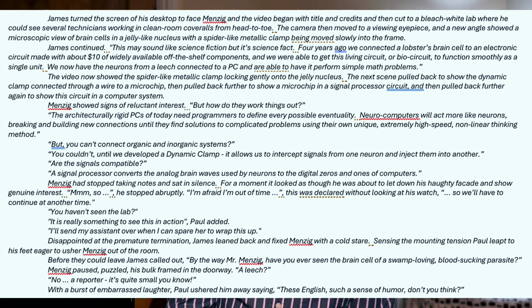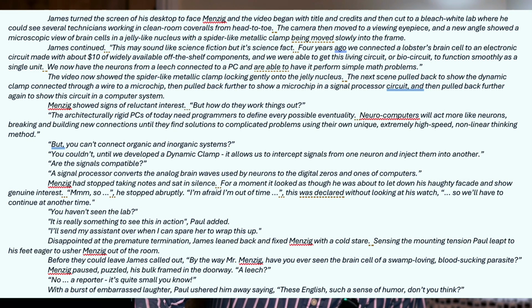James continued, "This may sound like science fiction, but it's science fact. 4 years ago, we connected a lobster's brain cell to an electronic circuit made with about $10 of widely available off-the-shelf components. And we were able to get this living circuit or biocircuit to function smoothly as a single unit. We now have the neurons from a leech connected to a PC and are able to have it perform simple math problems."